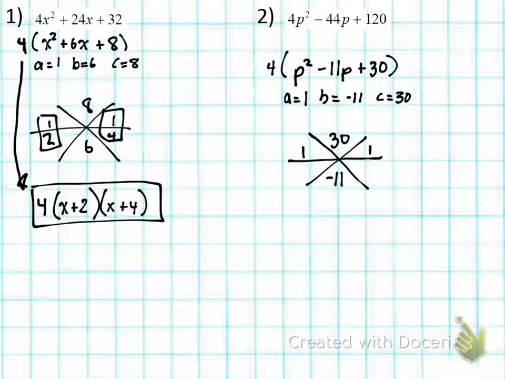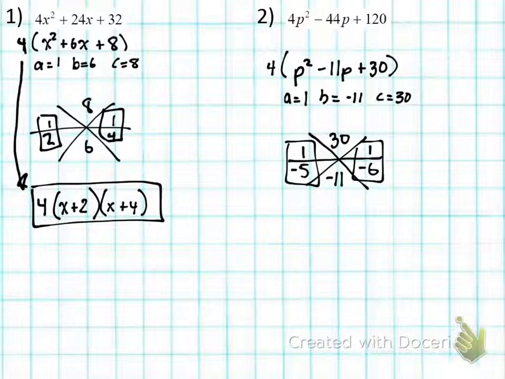So we're going to ask ourselves, what times what is equal to positive 30 but adds up to negative 11? So I know I'm going to use a negative times a negative, right? So thinking, negative 30 times negative 1 doesn't work. Negative 3 times negative 10 doesn't work. But negative 5 times negative 6 works, right? So I'm going to box these.